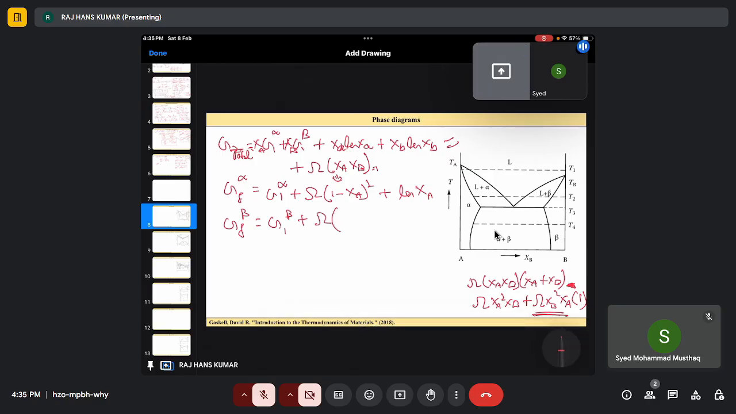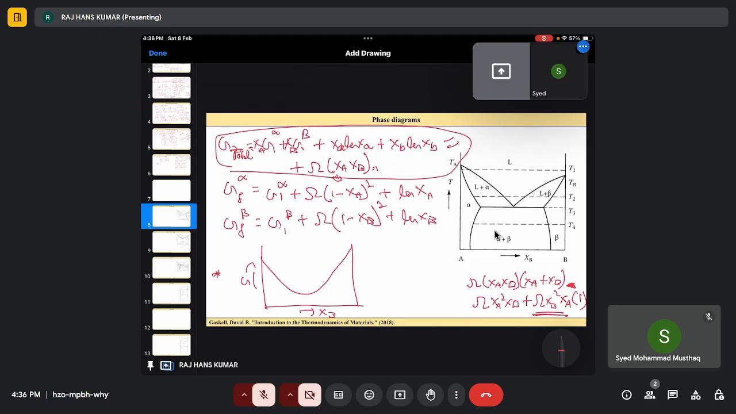This omega function times 1 minus XB square plus XB log XB. Now, if you draw the free energy versus composition for total free energy, if you have two phases which are immiscible, right? Not immiscible, but completely soluble. Then this will be my XA, this is my XB, this is my free energy. So the curve will look like this, right? From this equation.